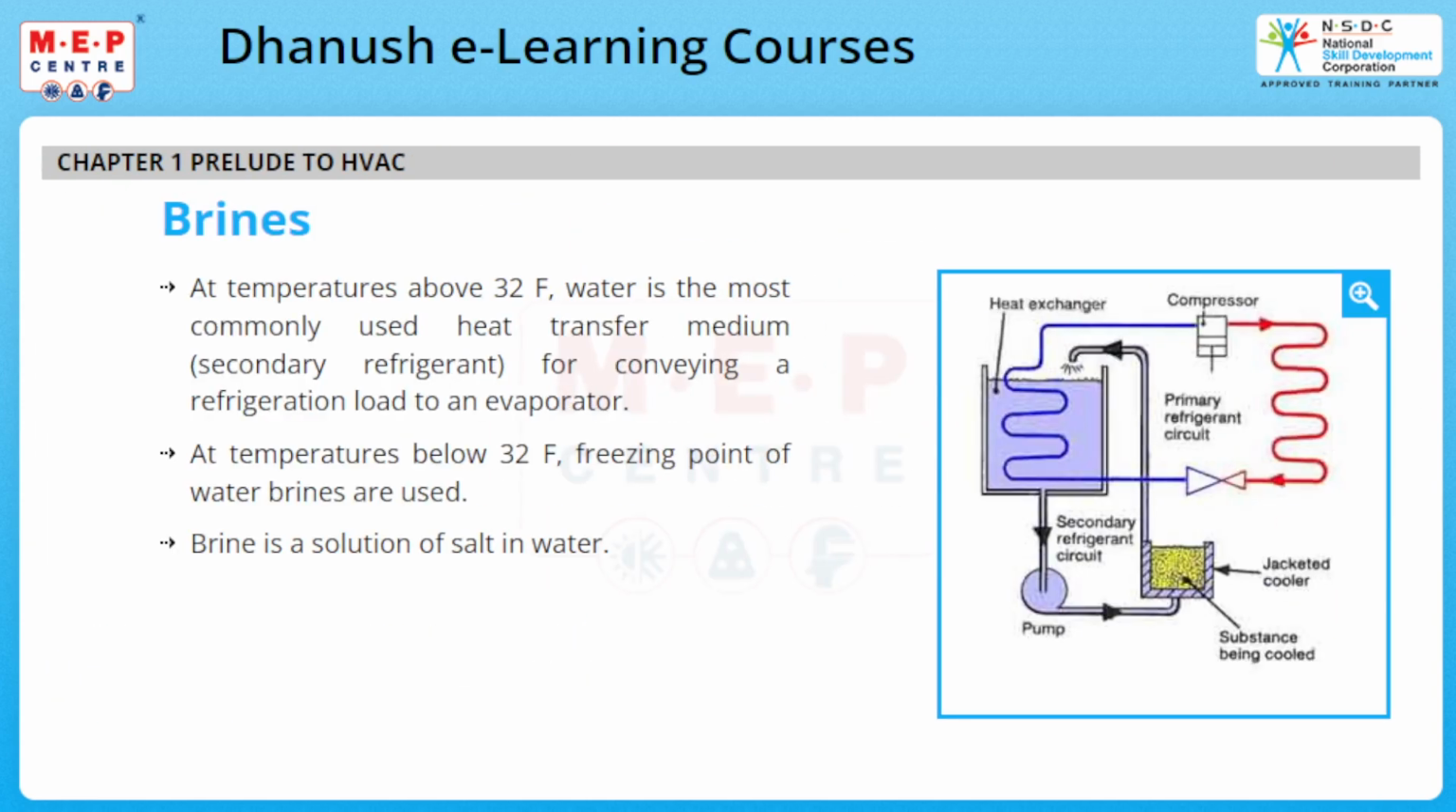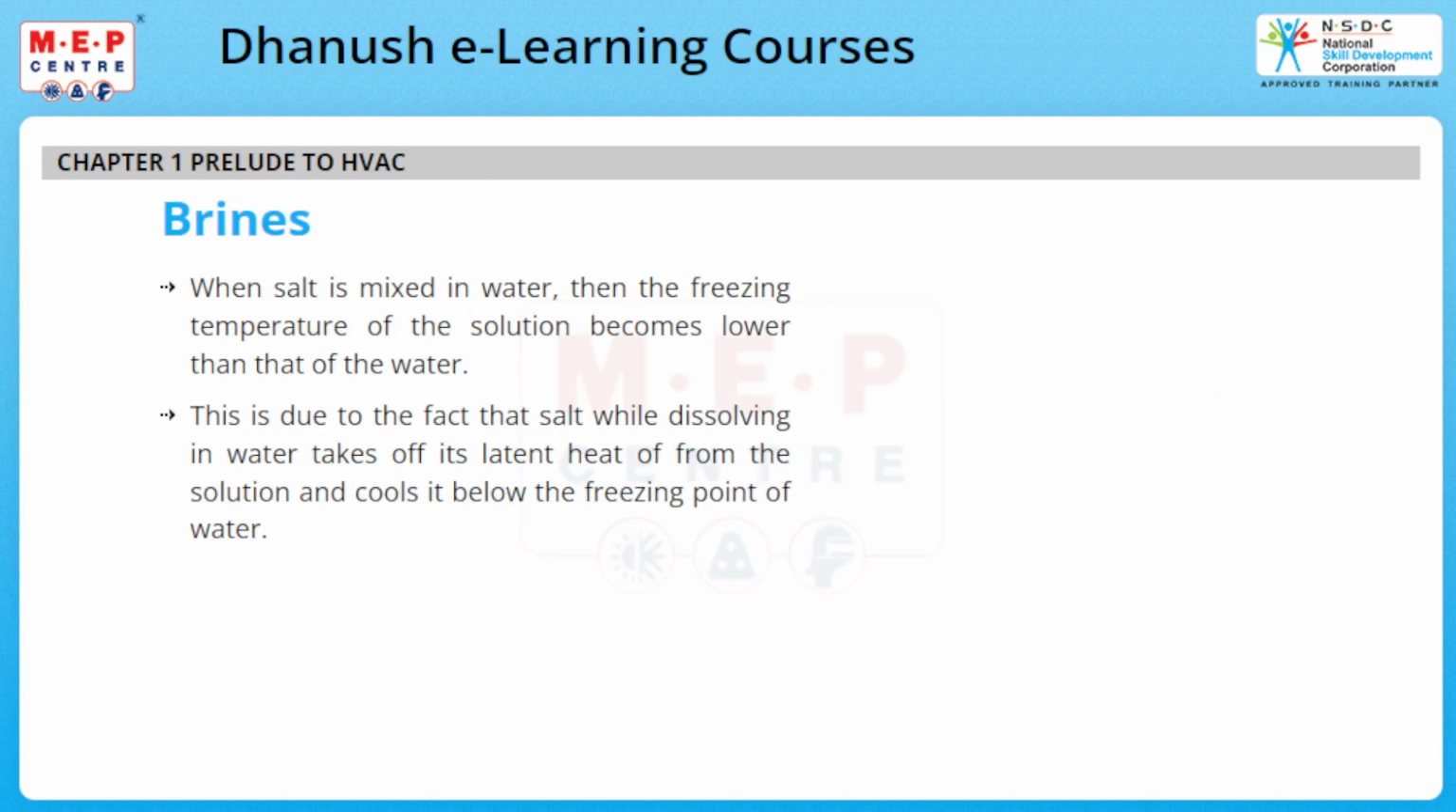At temperatures above 32 F, water is the most commonly used heat transfer medium, the secondary refrigerant. At temperatures below 32 F, the freezing point of water, brines are used. Brine is a solution of salt in water. When salt is mixed in water, the freezing temperature of the solution becomes lower than that of the water. This is due to the fact that salt, while dissolving in water, takes its latent heat from the solution and cools it below the freezing point of water.